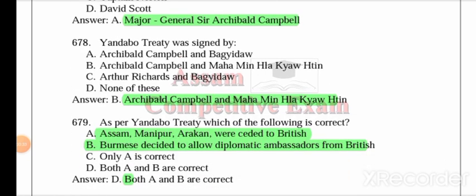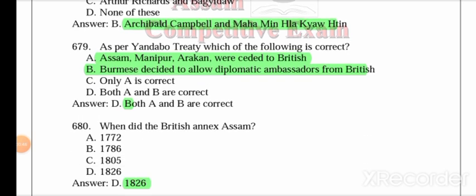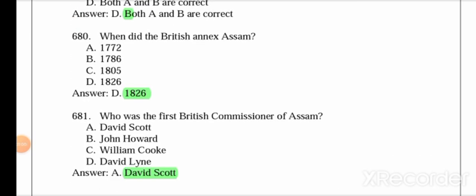And Yandabu Treaty was signed between Campbell and Mahamin Hala Kyaw Hitin. Sorry for pronouncing wrong, but this is how it is written. As per Yandabu Treaty, which of the following is correct? Both A and B correct. Assam, Manipur, Arakan were ceded to British, and Burmese decided to allow diplomatic ambassadors from British. When did British annex or invade Assam? It was the same 1826 after the Yandabu Treaty.